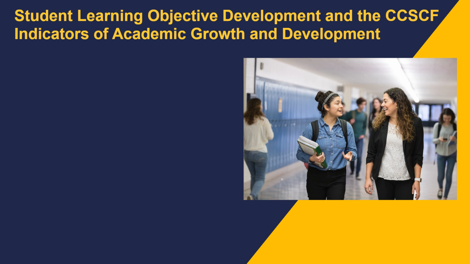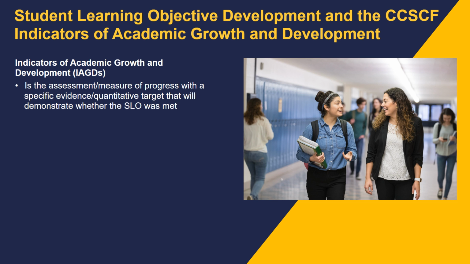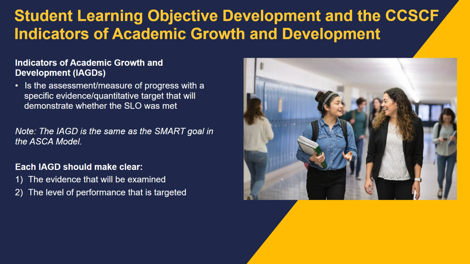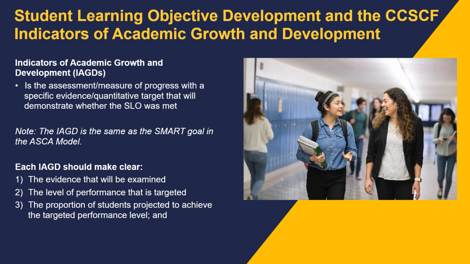One part of the SLO process is the Indicators of Academic Growth and Development. Indicators of Academic Growth and Development, or IAGDs, are the assessment or measure of progress with a specific evidence or quantitative target that will demonstrate whether the SLO was met. The IAGD is the same as the SMART goal in the ASCA model. Each IAGD should make clear the evidence that will be examined, the level of performance that is targeted, the proportion of students projected to achieve the targeted performance level, and the date the projected target will be met.